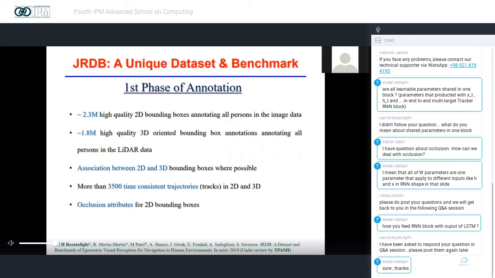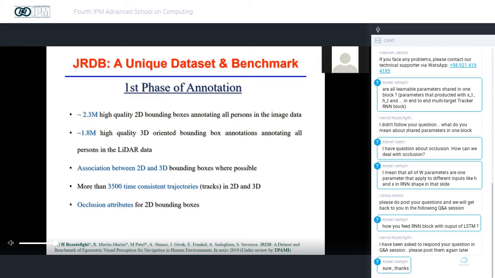We have 1.8 million high quality 3D oriented 3D boxes in the LiDAR data, and most of the 3D boxes have an associated 2D box. But we have more 2D bounding boxes because there are more people visible in the image, and there is no point cloud associated to those. As I said, we have association between 2D and 3D bounding boxes.